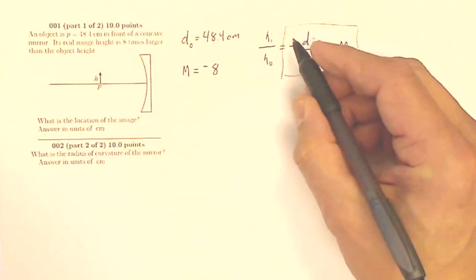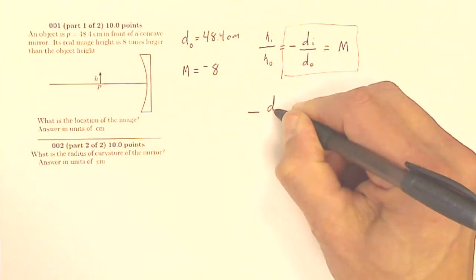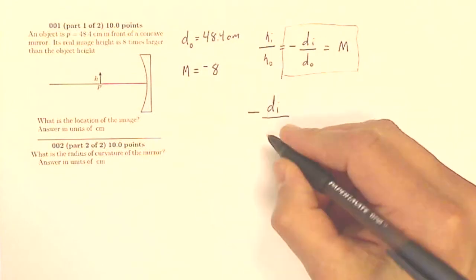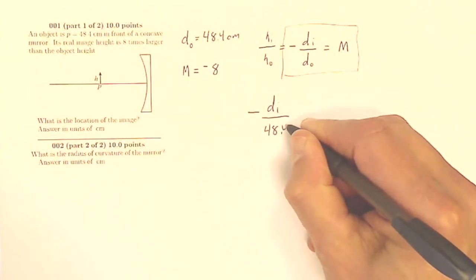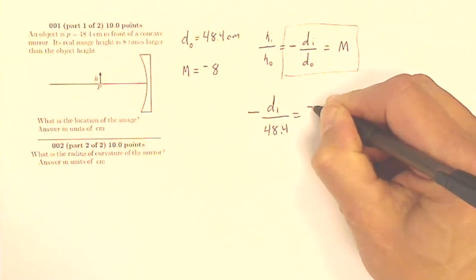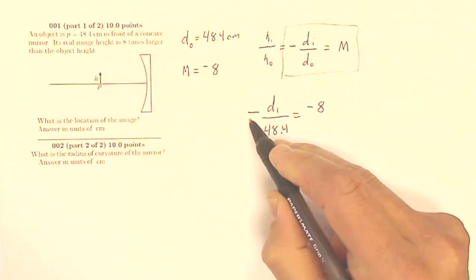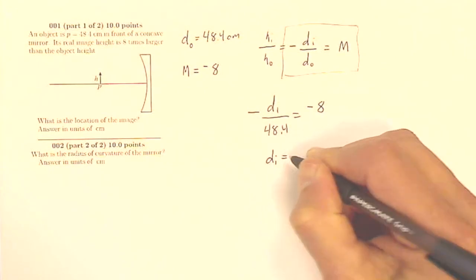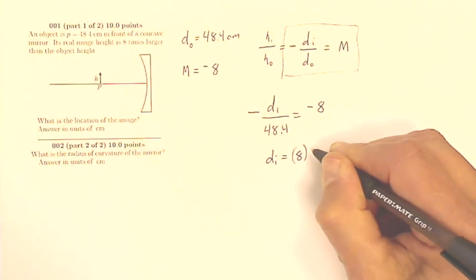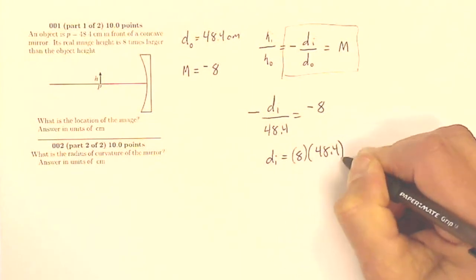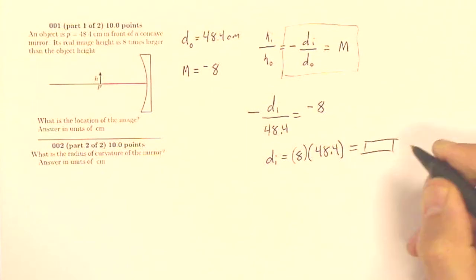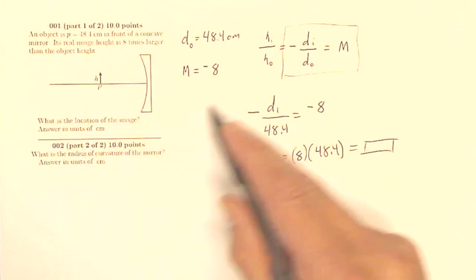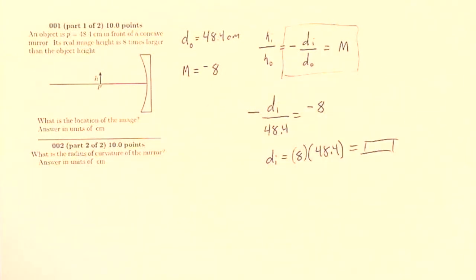Let me plug in. So I've got negative of the distance to the image that I'm looking for divided by the distance to the object, which is 48.4 centimeters, equals my magnification, which is -8. Now you'll see a negative here and a negative here, so my negatives are going to cancel out. So my distance to the image is just going to be 8 times 48.4, and that will give me a distance that's positive, and that's going to be my answer. If I use centimeters in, I'm going to get centimeters out, because this is just a ratio, so you don't have to convert to meters.